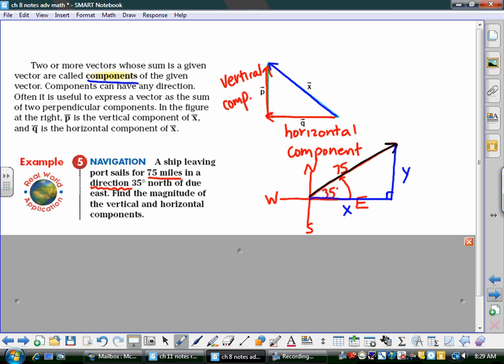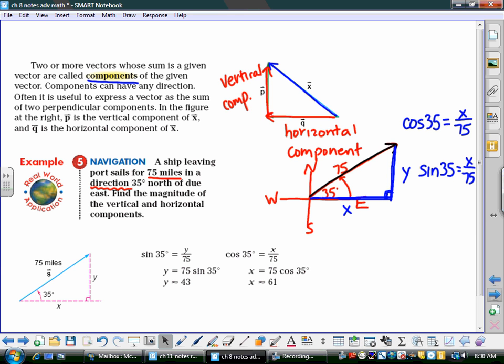Since one of them is straight horizontal and the other one's straight vertical, it does make a perfect right angle. So we can just do right triangle trig. We know an angle. We know the hypotenuse, so to figure out x, that's adjacent and hypotenuse, we'll use cosine. And solve that equation for x. For y, y is opposite, so we'll use sine. And solve that equation for y.